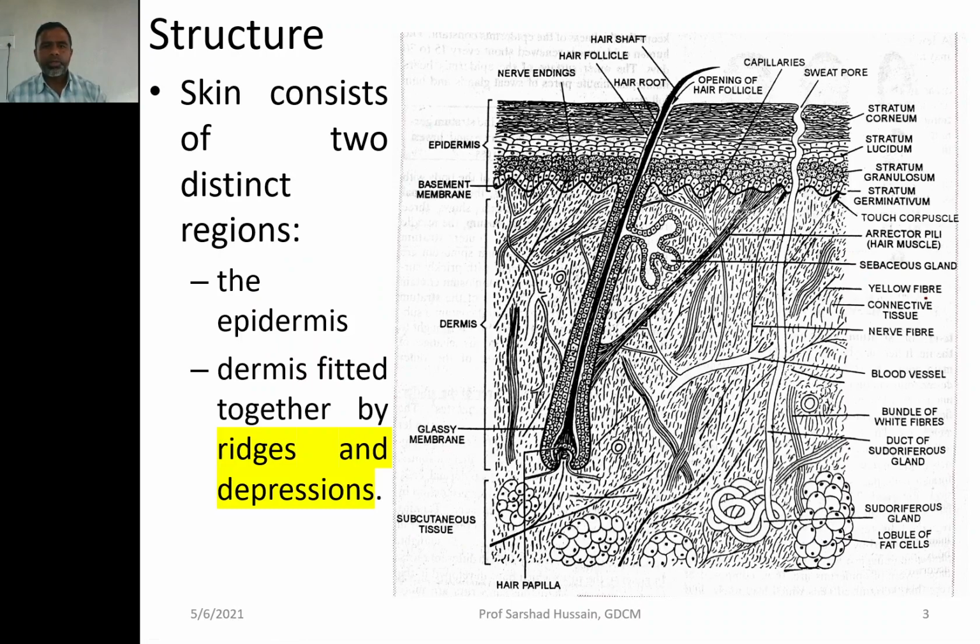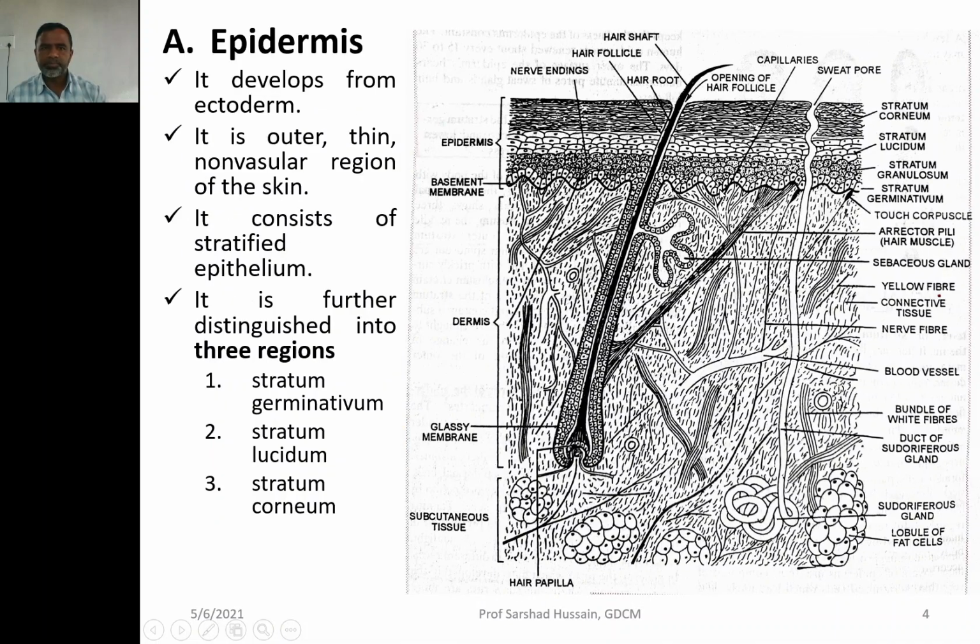As far as the structure is concerned, skin primarily consists of two major parts: the lower dermis and the upper epidermis. Both dermis and epidermis are fitted together with the help of ridges and depressions. You can see ridge, depression, ridge, depression. Let us first of all study the epidermis.